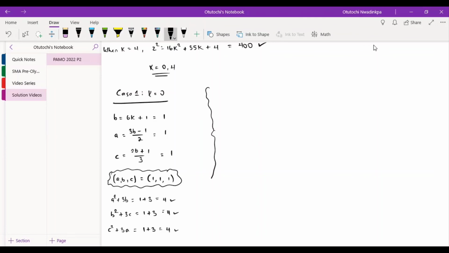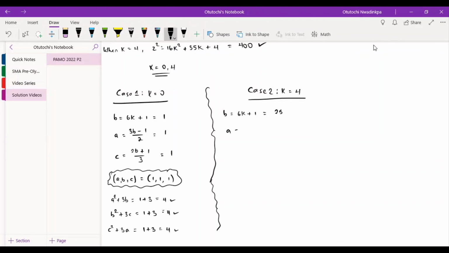Let me separate the white screen. Let me try the second case, case 2, where k is equal to 4. So now we will have b equal to 6k plus 1. Of course, this is equal to 6 times 4, which is 24, plus 1, which is 25.